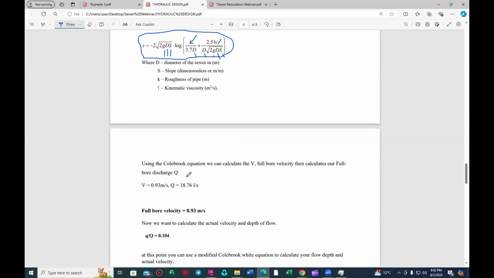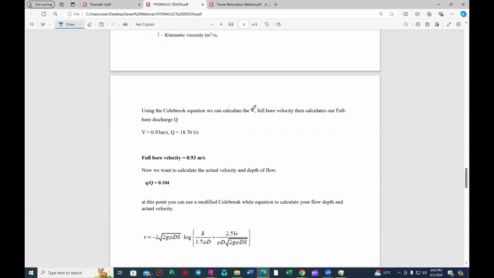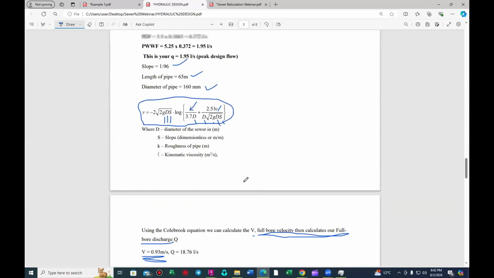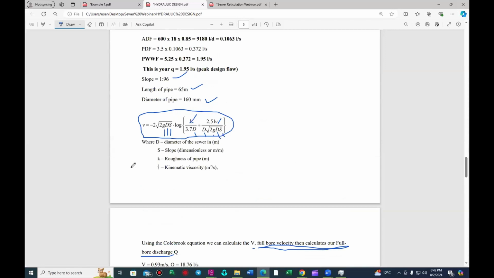So using the Colebrook equation, we can then calculate the V, which is your full bore velocity, right? Take note of this value. I need to explain this again. Please pay attention. This velocity is called the full bore velocity.